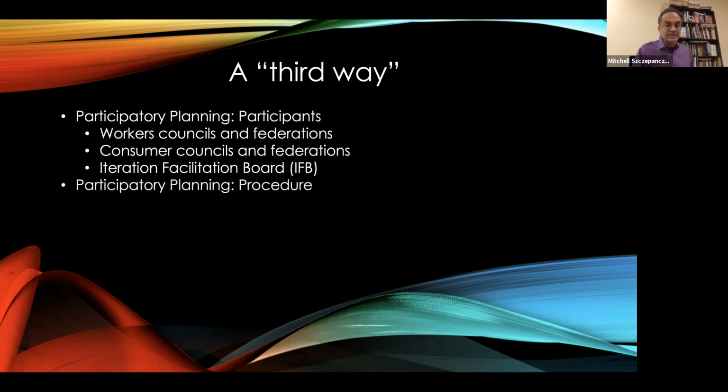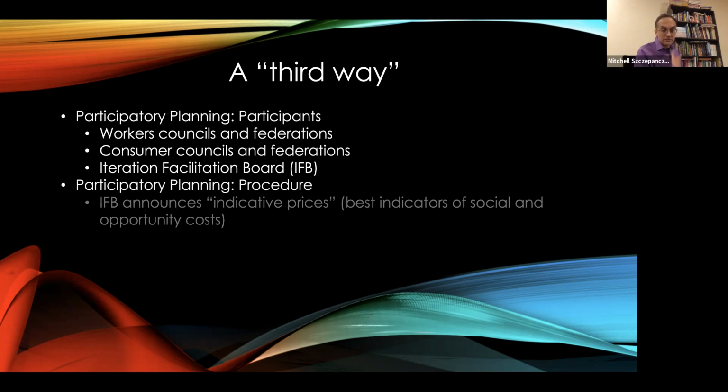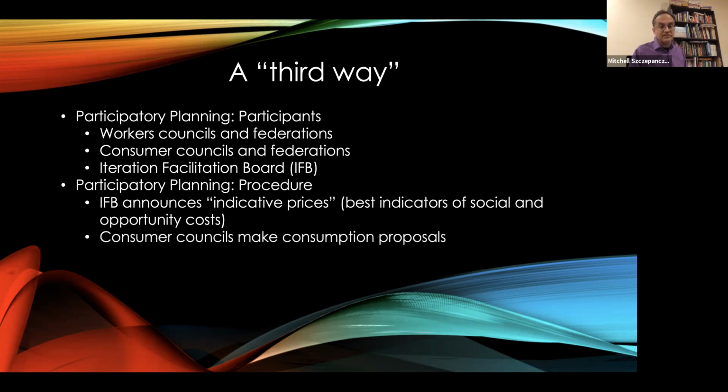The procedure, given these players, is as follows. First, the IFB, the Iteration Facilitation Board, announces a set of what are called indicative prices, the best indicators of social and opportunity costs for all goods and services within the given economy. On that basis, everyone starts making plans and proposals that they then will submit to the economy for the actions they will take within that given time frame. Consumer councils would make consumption proposals for what they propose to consume within a given time range. Worker councils would make production proposals for what they propose to make within the given time range.